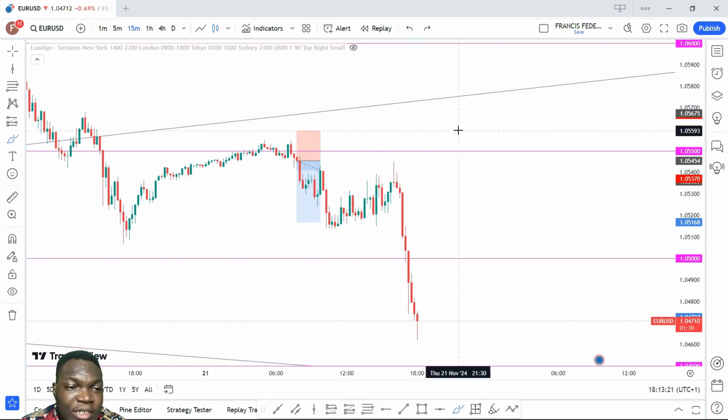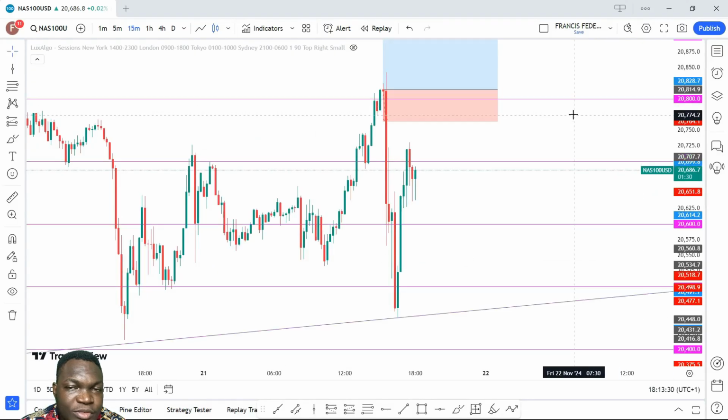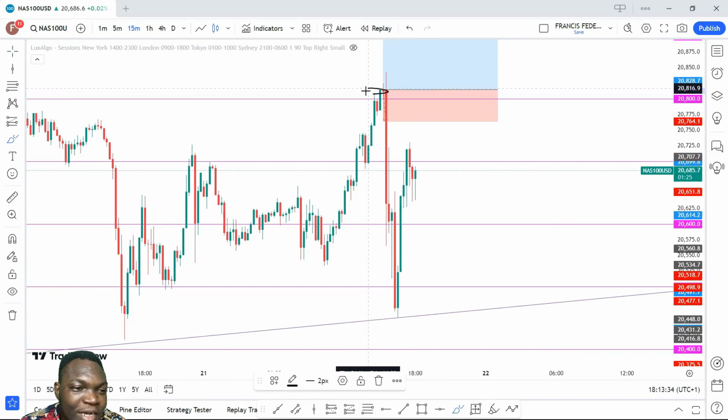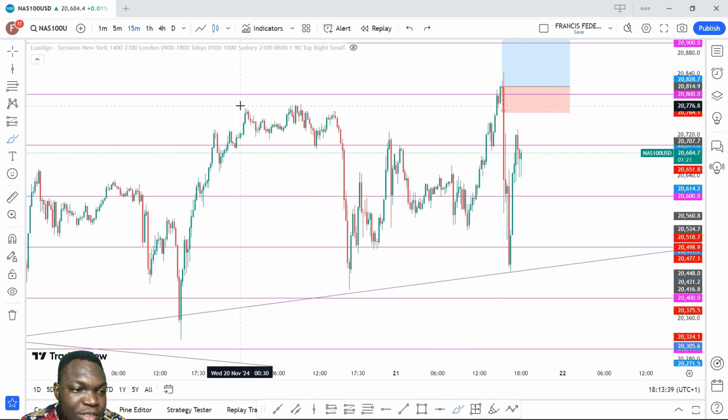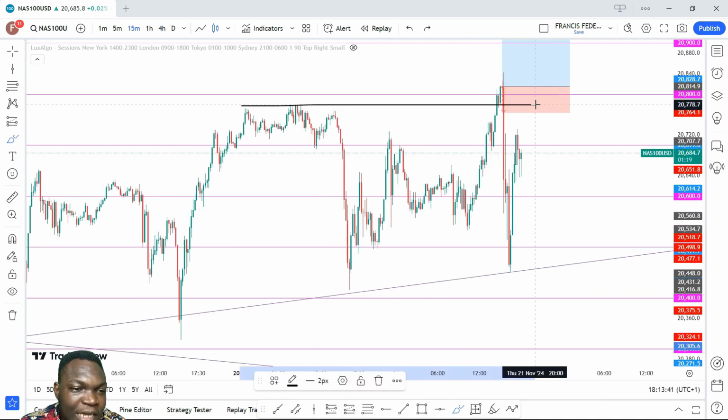So overall today, I didn't make any profits. Instead, I made one loss. The loss was on NAS 100. So I know you'll be wondering, why did I buy at this type of high? It wasn't a wise decision, but at the time the price was already trading above these previous highs right here.